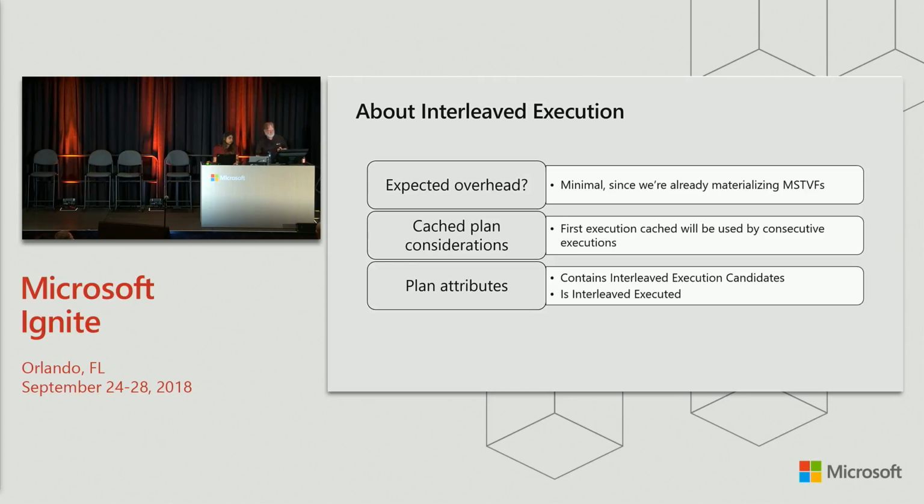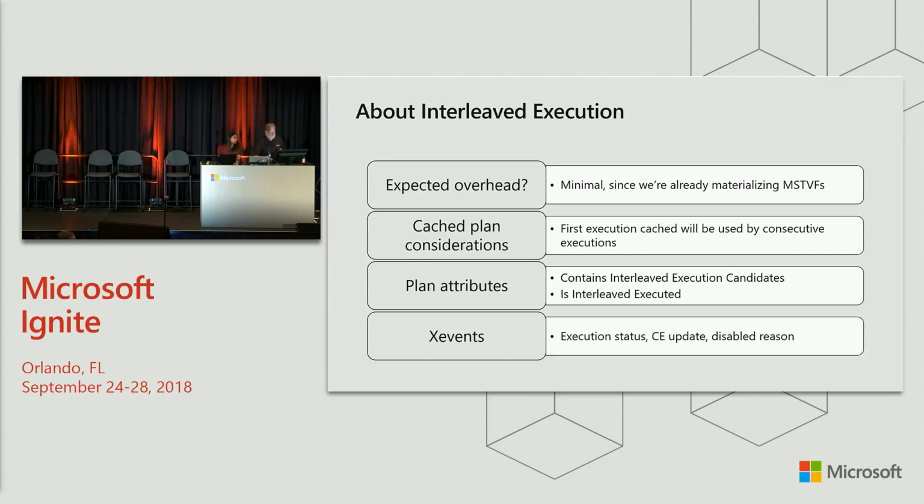Plan attributes: interleaved execution candidates and is interleaved executed are new attributes on the plan, so you can see that we're actually doing this. We're trying to make all these new features and behaviors more visible all the time. And there are also X events, so you can monitor this. If you're using X events in your telemetry, you can get really fine-grained information out of X events. But we're also trying to surface them in more visible ways like the plan. A question?